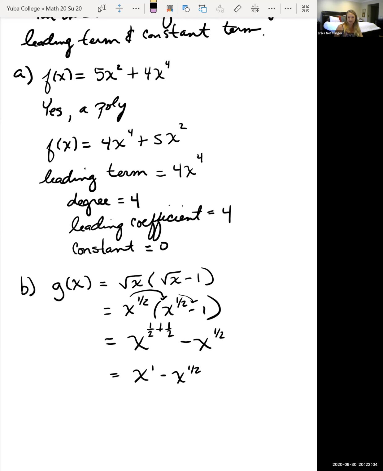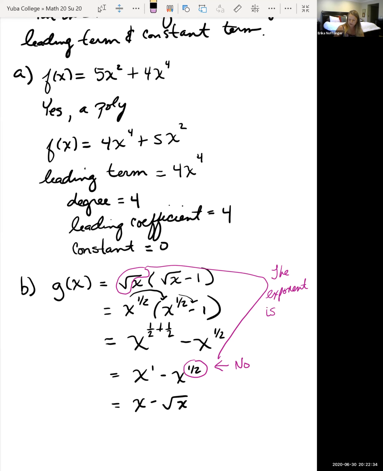But not right here. This is not an integer. I could write it like this again. But no, so this is right. And some of you guys were saying it in the chat. So the exponent is not an integer. And I probably should say positive integer.